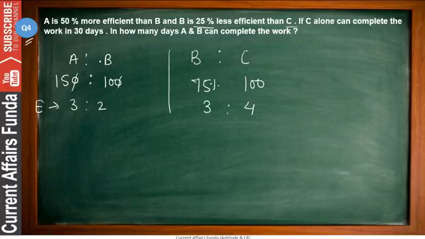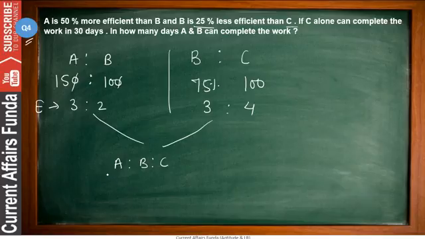Okay, so the ratio of A to B is 3:2, and the ratio of B to C is 3:4. Okay, so what will be the common ratio of A to B to C? Okay friends, in the percentage section I have already taught you how to combine the two ratios.